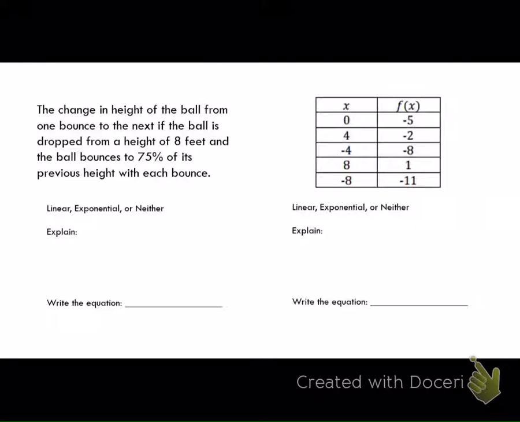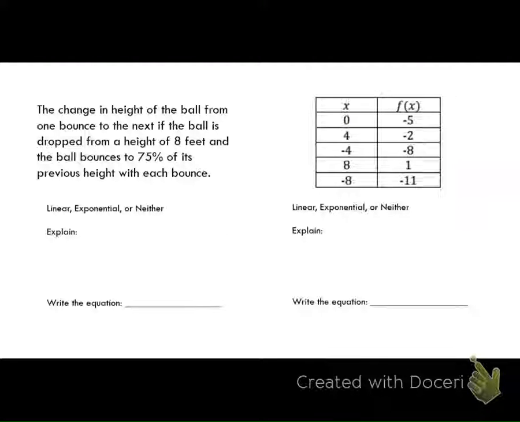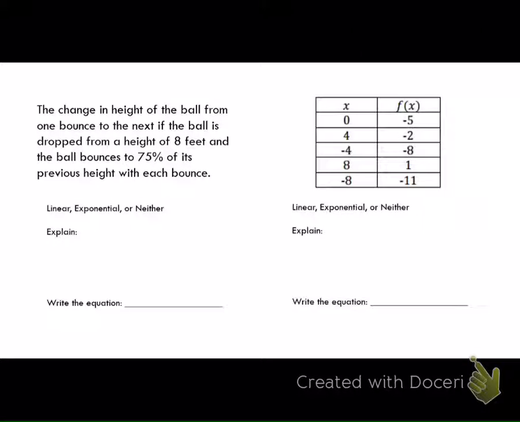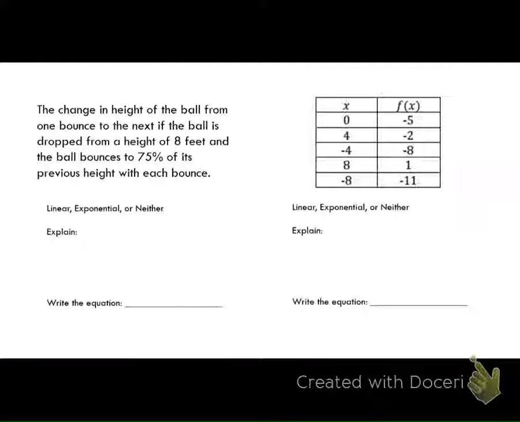So the change in height of the ball from one bounce to the next, if the ball is dropped from a height of 8 feet and the ball bounces 75% of its previous height with each bounce, is this linear, exponential, or neither? Yeah, exponential. Why do you think it's exponential?